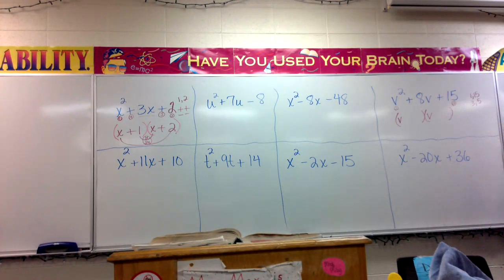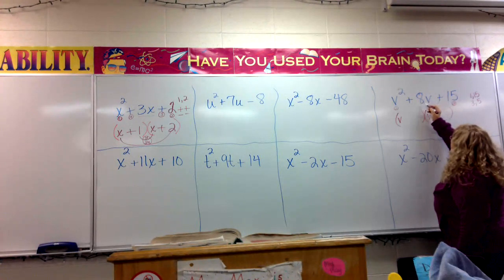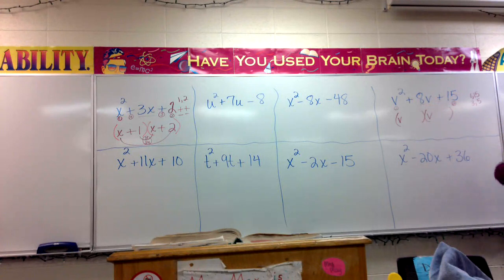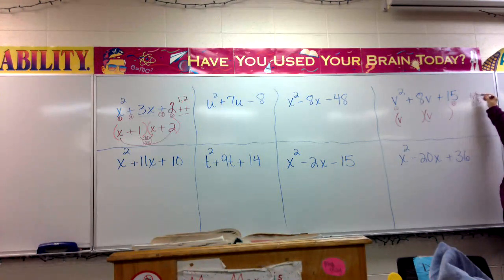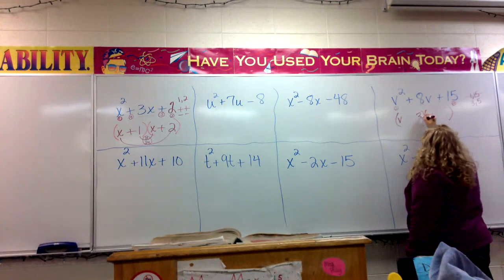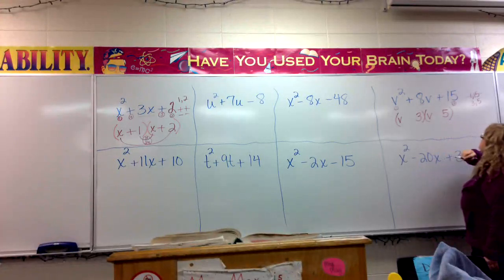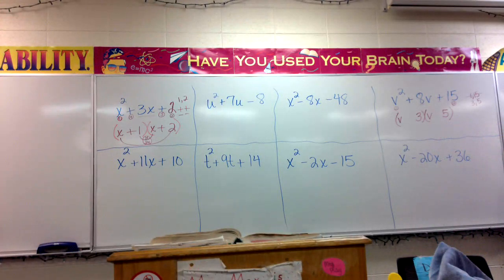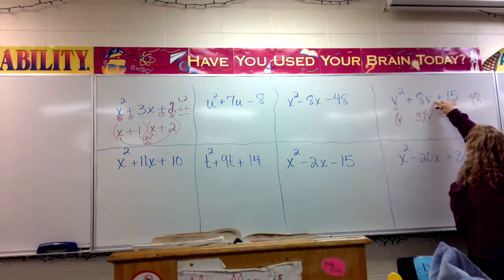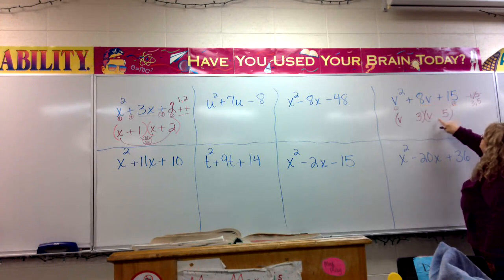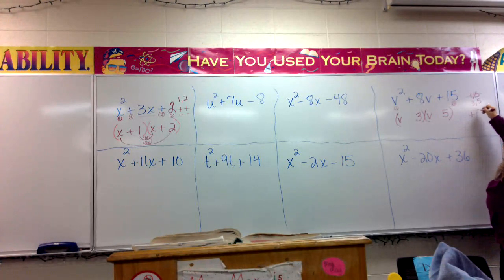So to figure out which set you want to use, we want the set that will add to 8. Does this add to 8? No. Does this add to 8? Yes. So we know it has to be 3, 5. Now the signs. Once you have the values in there, then you look at the signs. And again, this one, it's a positive. How do you multiply two things and get a positive? It's either a positive times a positive or a negative times a negative.